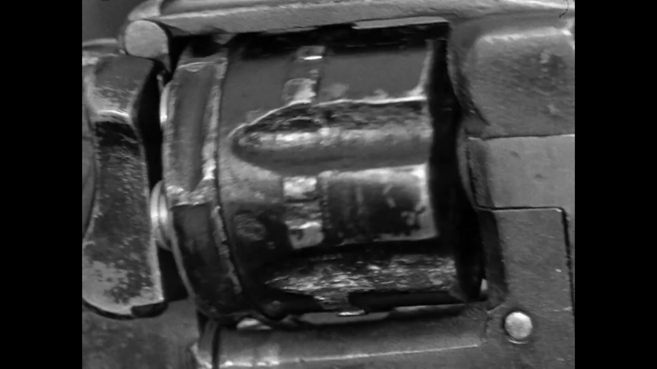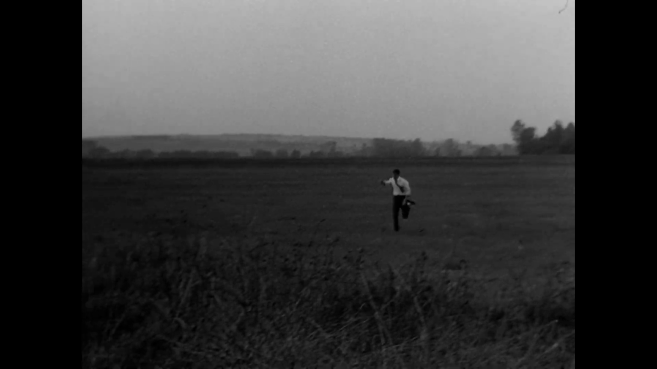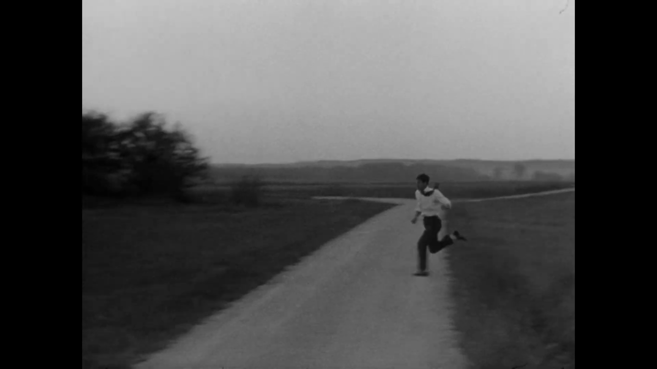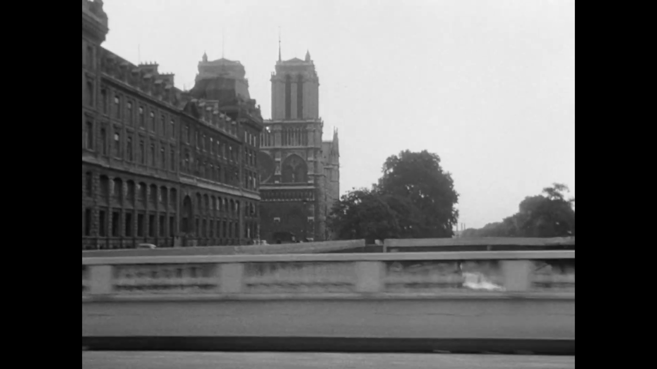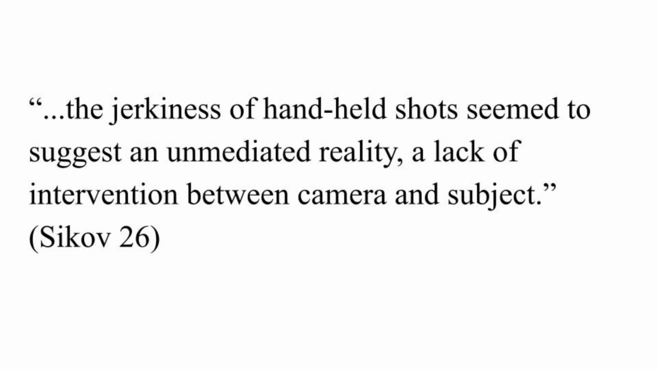In the 1960s, there was an innovation that opened up a whole new frontier for camera movement. Film cameras used to be so big and unwieldy that they needed to be stationary or mounted on some piece of equipment in order to move. This all changed with the advent of handheld cameras and handheld shots, which only became possible after technology advanced to the point where cameras could be made much smaller. Sikov discusses how filmmakers in the 1960s began using handheld cameras as a convention of realism. As he describes it, the jerkiness of handheld shots seemed to suggest an unmediated reality, a lack of intervention between camera and subject.